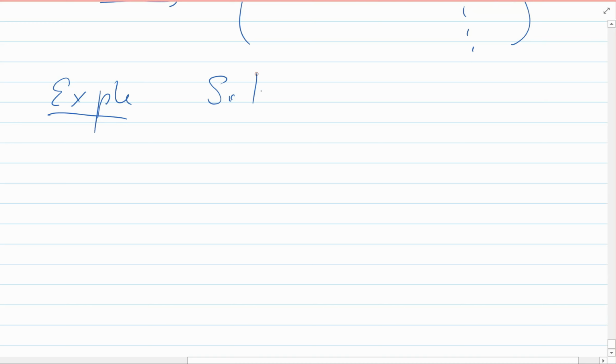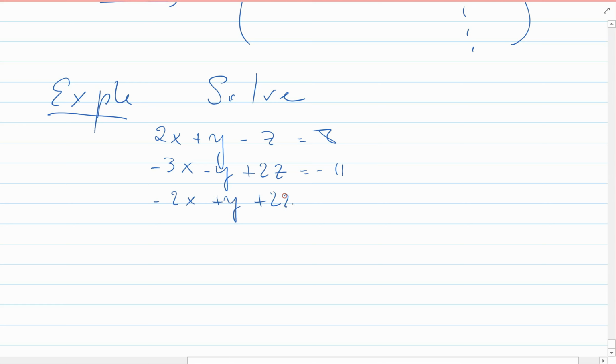And let us solve the linear system: 2x plus y minus z equals 8, minus 3x minus y plus 2z equals minus 11, minus 2x plus y plus 2z equals minus 3. So again, to appreciate the power behind this technique, I want you to look at the system for a second.